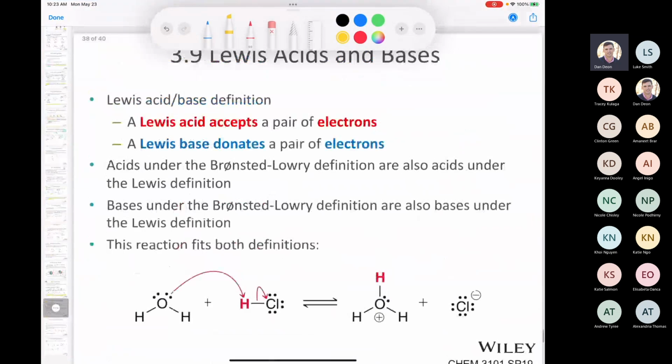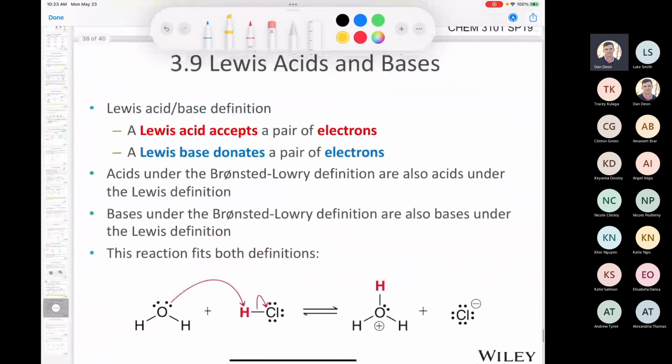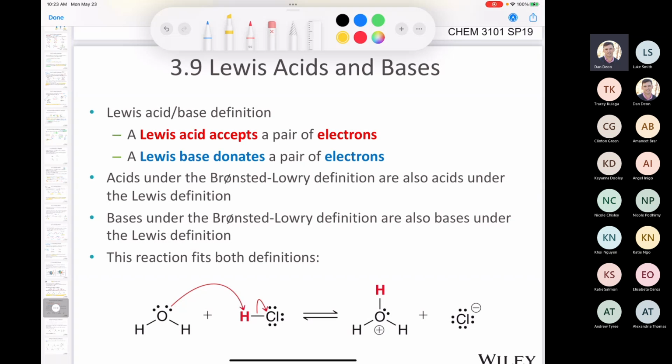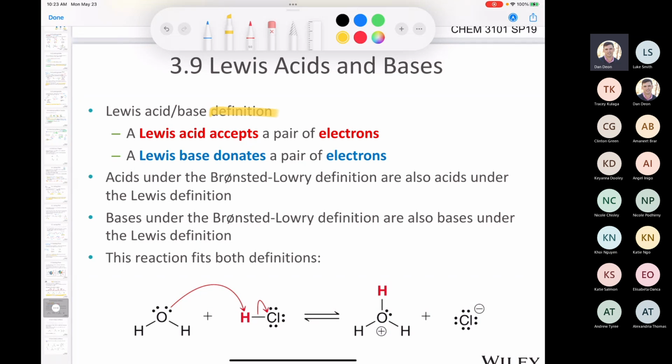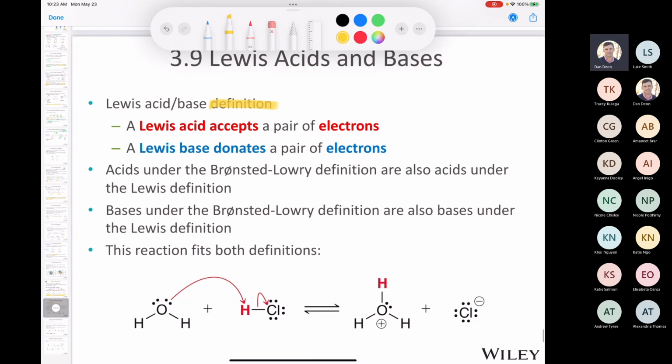Okay, the last section that we want to look at today deals with Lewis acids and bases. The first thing you need to know is the definition of a Lewis acid and a Lewis base. A Lewis acid is an electron acceptor, and a Lewis base is an electron donor. There you go: electron acceptor, Lewis acid; electron donor, Lewis base. Acids under the Bronsted-Lowry definition are also acids under the Lewis definition. The same thing applies to bases. If something is a Bronsted-Lowry base, it's also a Lewis base.